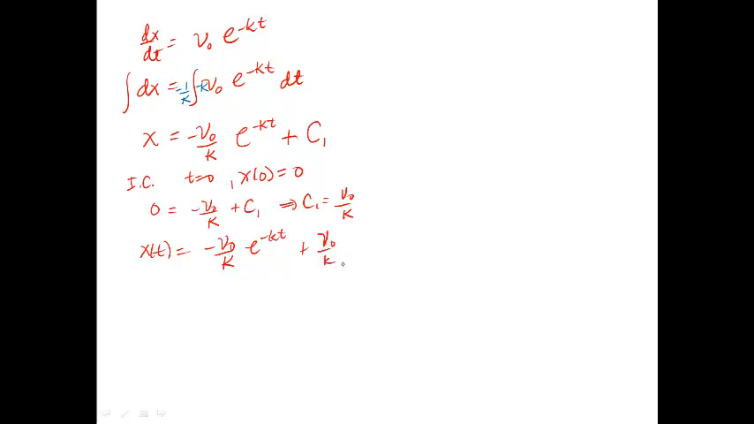To simplify this, I'm going to factor out v naught over k. The positive one here, I interchange the order. So 1 minus e to the minus kt. This is my x as a function of time. Okay? And I think I have graphs for this.